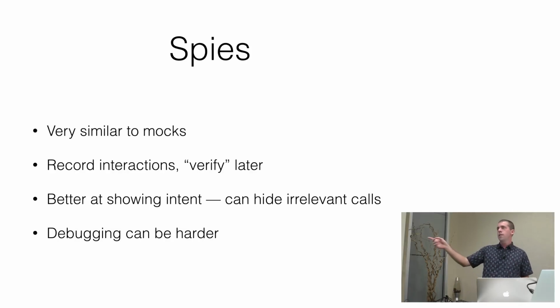Spies, in my opinion, are better at showing intent because you can hide irrelevant method calls that happen in the course of a test. And by irrelevant calls, I just mean implementation details that aren't really part of the behavior of the class that you're testing. A downside of spies versus mocks is that because mocks are more explicit, they're probably a bit easier to debug, whereas with spies, you're not really verifying everything, so if you miss something, you might not understand why your test is failing. But that's not really a great argument against spies.